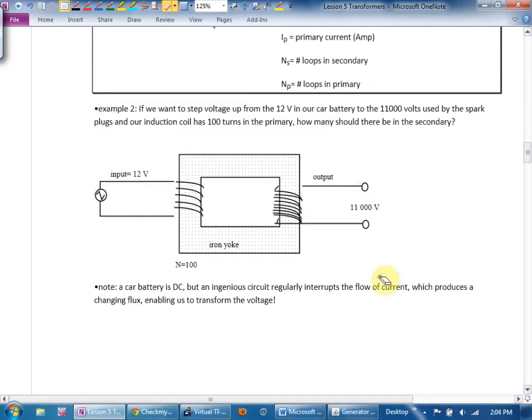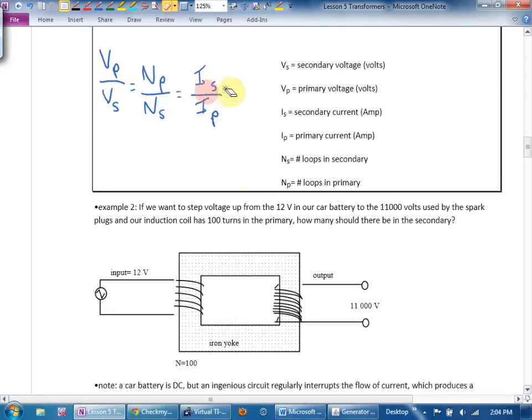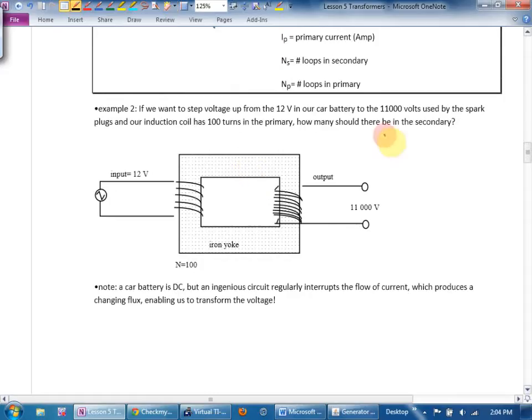This question is talking about voltage and number of turns of wire, so we're going to use the first two but not the third one. Let's write it down just to jog our memory. VP over VS equals NP over NS. What's this question asking us to find? NS. That must mean they told us everything else. Did they tell me the primary voltage? What's our source voltage? 12. Over what do we want the final voltage to be? 11,000. How many coils in our induction coil in our source voltage transformer section?